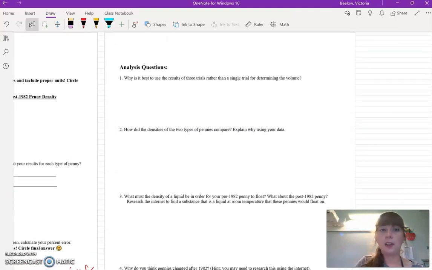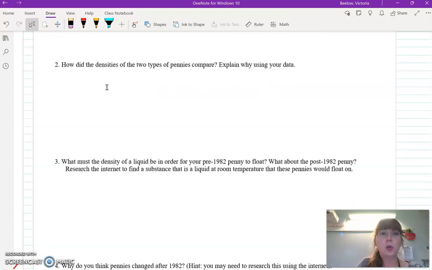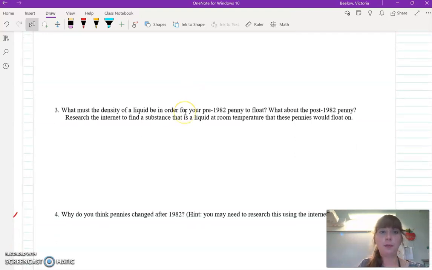And then once you've done all the math for that, you're going to answer these analysis questions. So I kind of already talked about this one. Again, when we were adding the pennies in here, maybe there was already water on the pennies, maybe some of the water splashed out. So we wanted to do those 3 trials so we can get more accurate results and a better average. Question number 2, you're going to talk about the data. So your data should support that the pennies have different densities before and after the year 1982.